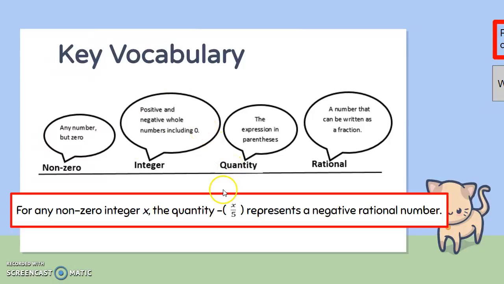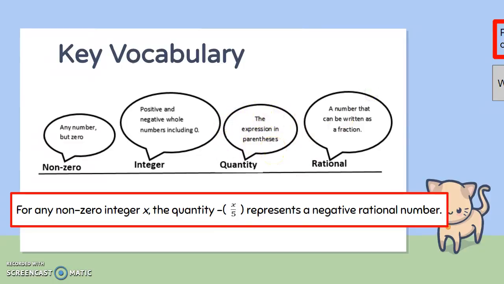Quantity. Quantity just means everything that follows the word quantity in the expression, right, is what's being talked about as a group, right? The expression in parentheses. So the quantity is the opposite of what's in parentheses here. In this case, it's the opposite of x over 5, but the definition of the word quantity is any expression or the expression in parentheses. And finally, rational. A rational number, we learned that at the beginning of Unit 2. A rational number is any number that can be written as a fraction. So make sure that you understand this vocabulary.